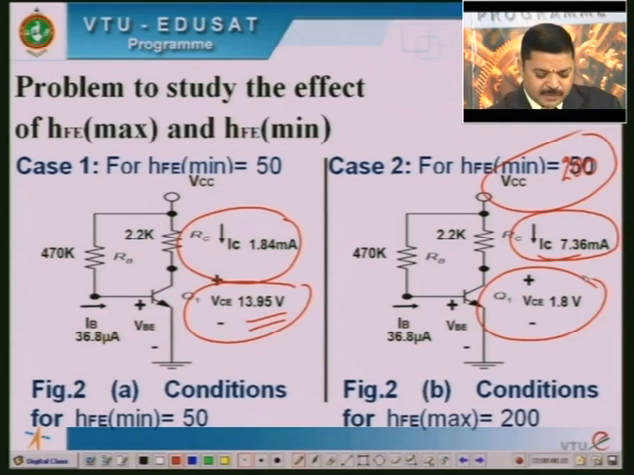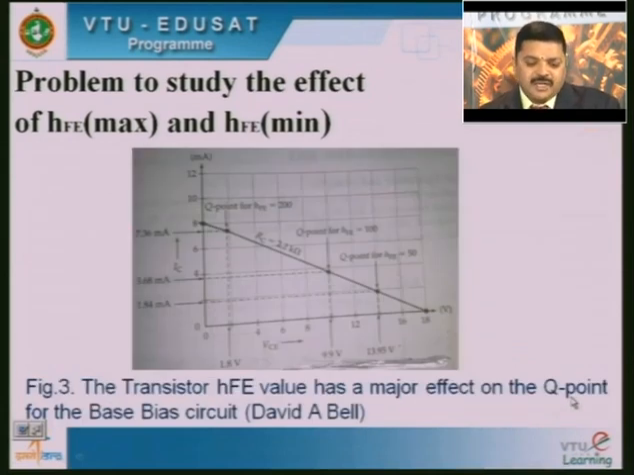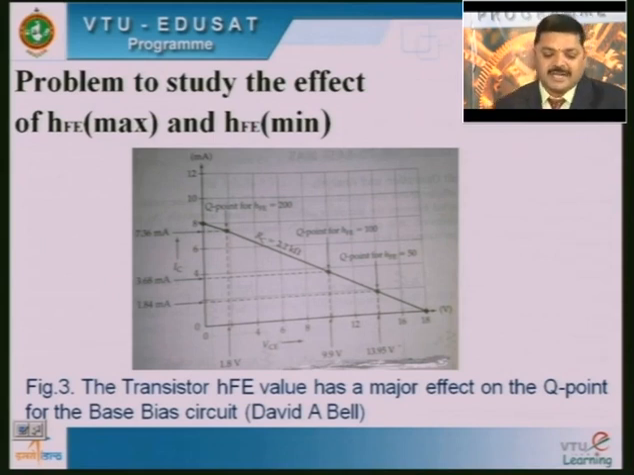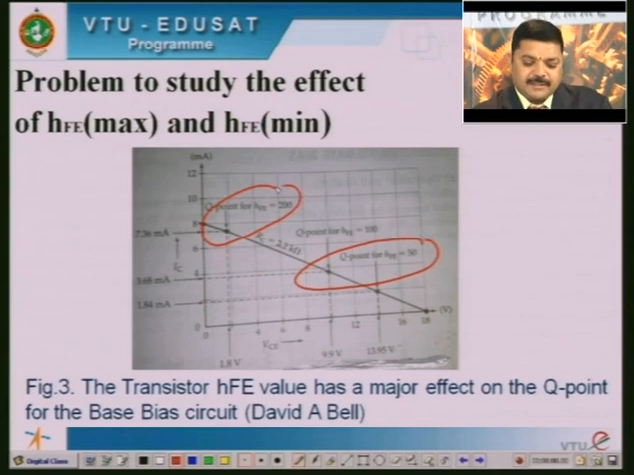Let us see what the conclusion is. Now, the problem was to study the effect of HFE max and HFE min. This is the graph taken from David A. Bell's book, and here we have marked the operating points for both cases. For HFE minimum, the operating point is here. For HFE max, the operating point is here, and we also took HFE equal to 100, which we calculated, and that comes somewhere here.